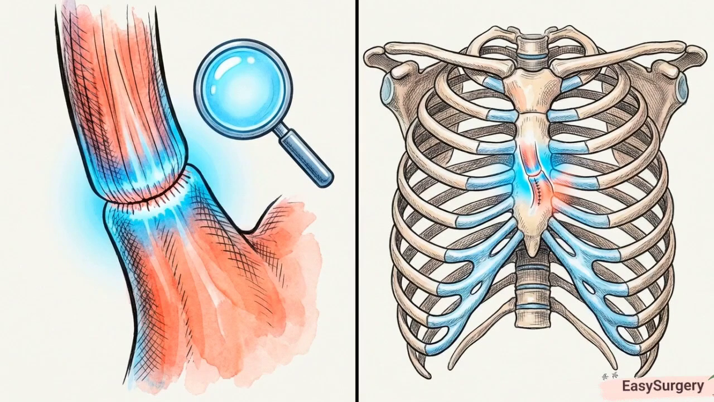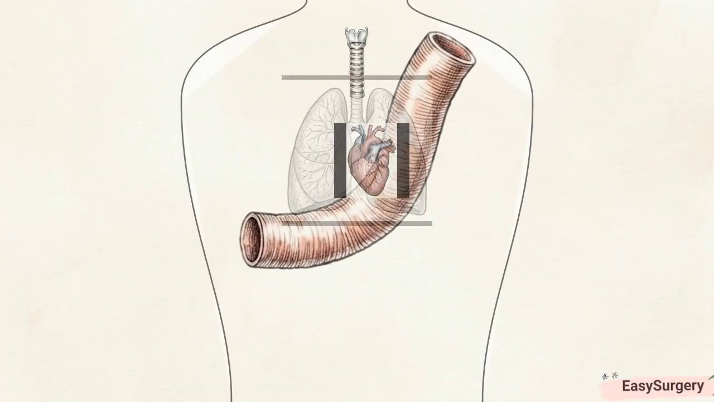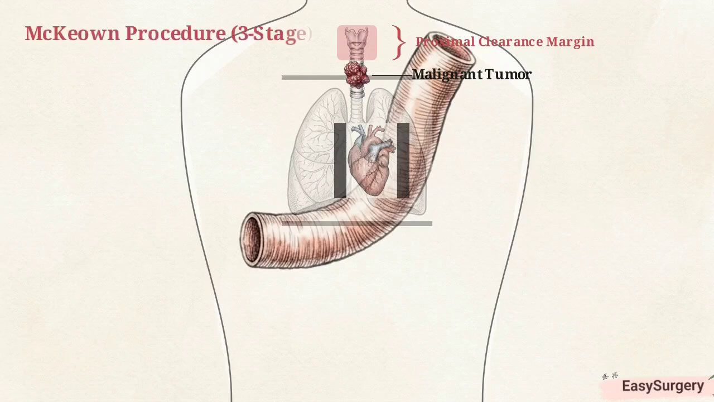If a tumor is located higher up, in the middle or upper third of the esophagus, the required surgical geometry changes. These tumors demand wider proximal clearance margins. The surgeon must remove a significant perimeter of healthy tissue above the disease segment to ensure all microscopic cancer cells are eradicated. This anatomical necessity requires the McKeown procedure.